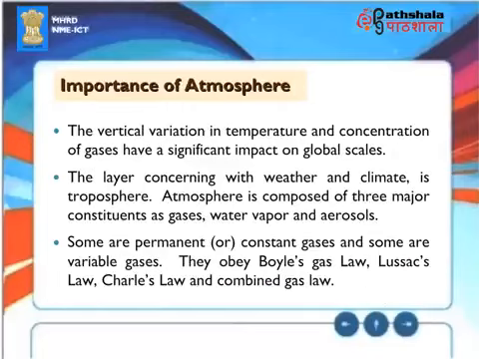The vertical variation in temperature and concentration of gases have a significant impact on global scales. The layer concerning weather and climate is the troposphere. Atmosphere is composed of three major constituents: gases, water vapor, and aerosols. Some are permanent or constant gases, and some are variable gases. They obey Boyle's gas law, Gay-Lussac's law, Charles' law, and combined gas law.